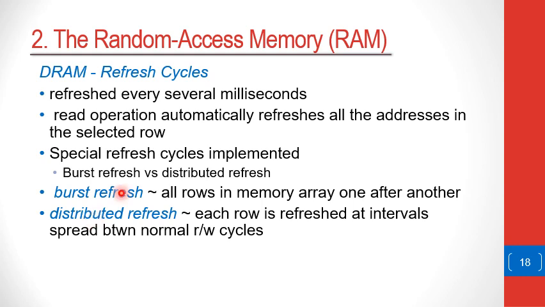This can be implemented either as burst refresh or distributed refresh. In burst refresh, all the rows in memory are refreshed one after the other periodically. Whereas in distributed refresh, each row is refreshed at a certain interval, and this interval is spread between the normal read-write cycles, because remember we said the normal read-write cycles also act to refresh the memory automatically.